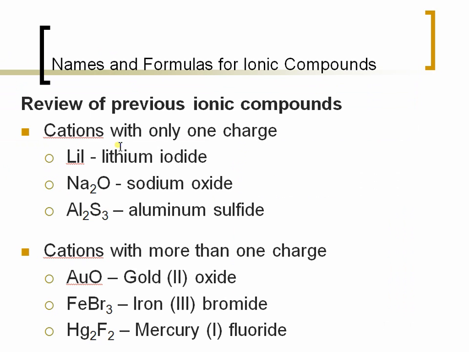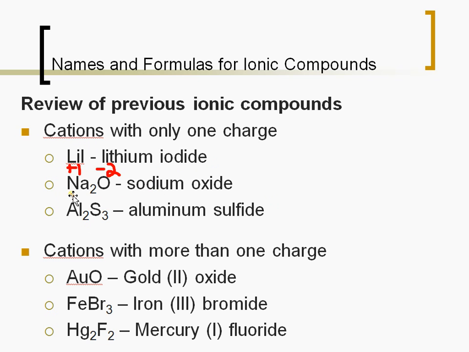So, cations with only one charge, which we covered in part 1. So we have lithium and we have iodine. We get them together, it becomes lithium iodide. So lithium was a plus 1, iodide was a minus 1. Sodium here was a plus 1, oxygen was a minus 2. So I needed 2 sodiums to balance out that oxygen, and we just simply name it sodium oxide.